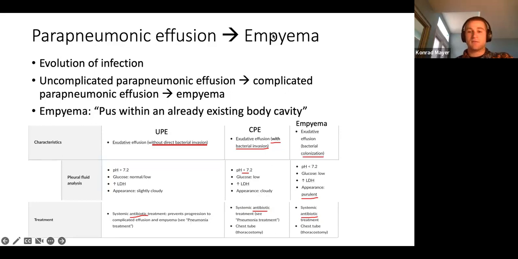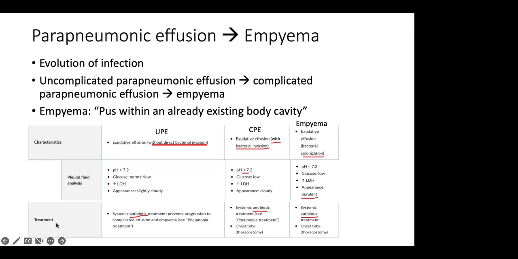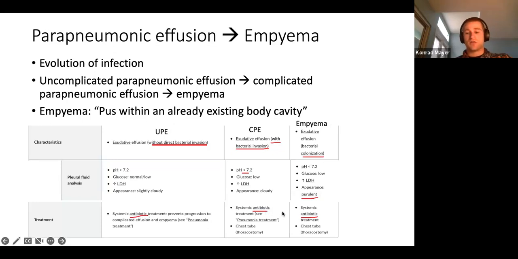At the end of the day, though, this is all caused by pneumonia, parapneumonic effusion, and each one of them is treated with antibiotics, and depending on the degree of invasion and colonization, we have to add a chest tube or, for example, a VATS, which I will come to in a minute.